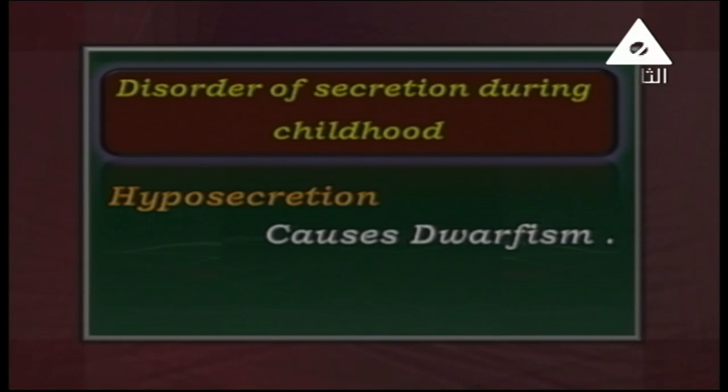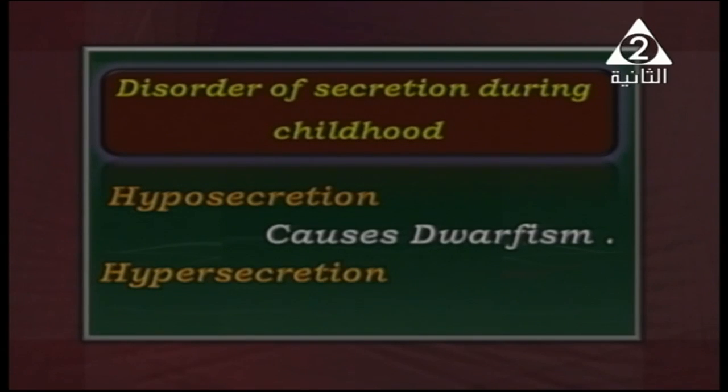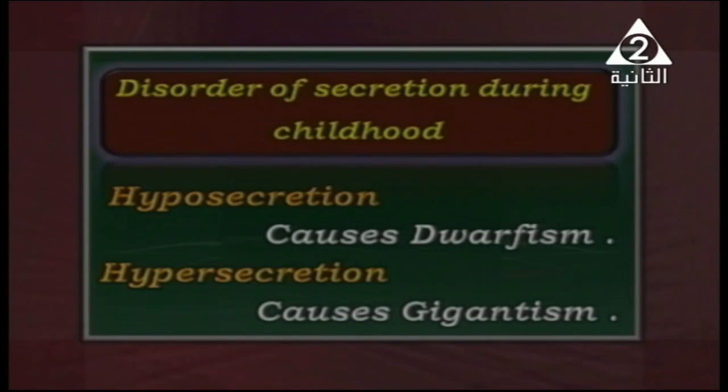But what about the hypersecretion, or increasing of secretion, of the growth hormone also during childhood? Okay, don't forget this point. We have a great difference between the disorder of secretion during childhood and the disorder of secretion in adults. Again, hyposecretion causes dwarfism, while hypersecretion causes another disease which is called what? Gigantism. Again, the person looks like a giant with large bones and so on.